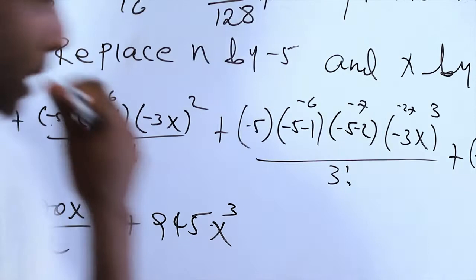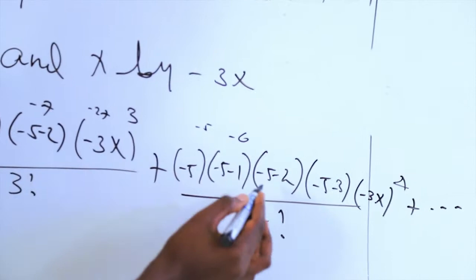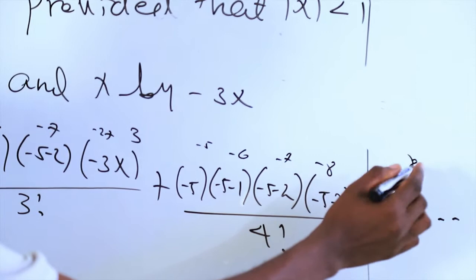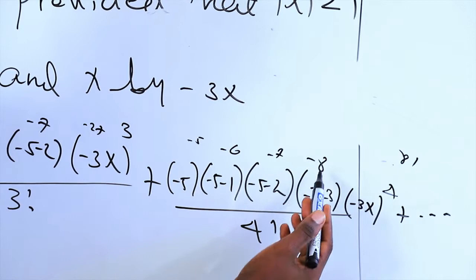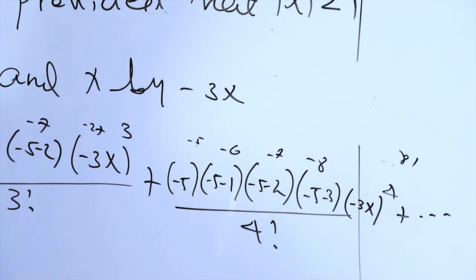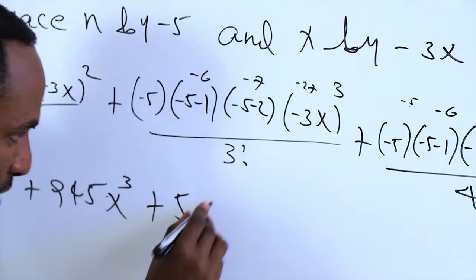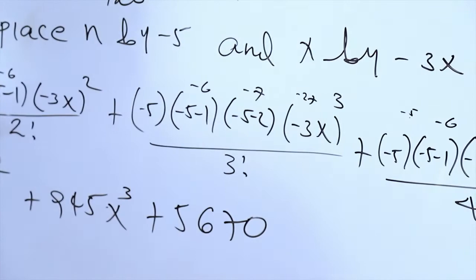And also it is minus 5 times minus 6 times minus 7 times minus 8, times minus 3 to the power of 4, which is positive 81. All these negatives multiplied together, the product is positive, over 4 factorial, which is 24. And the whole multiplication becomes 5670 x to the power of 4. Plus, and continue in such a way.